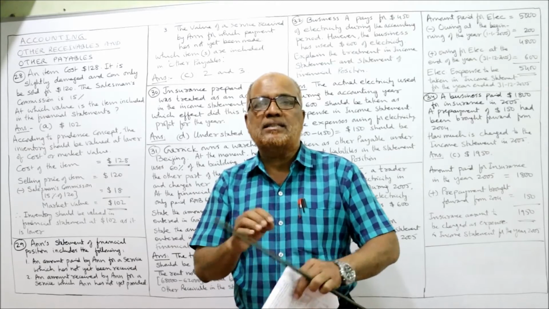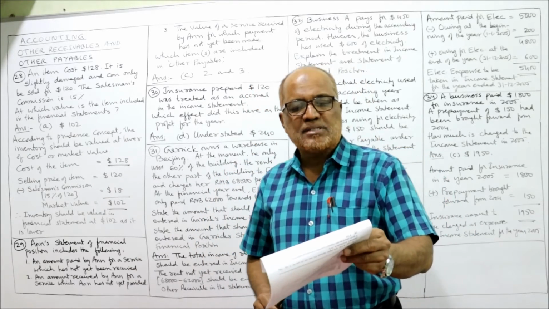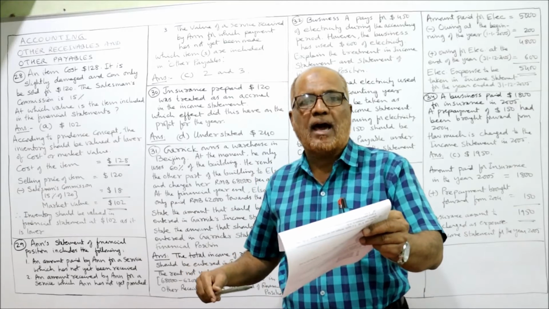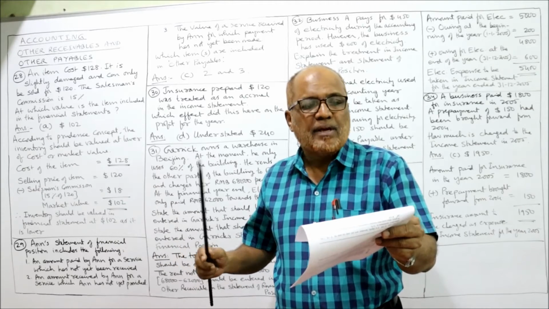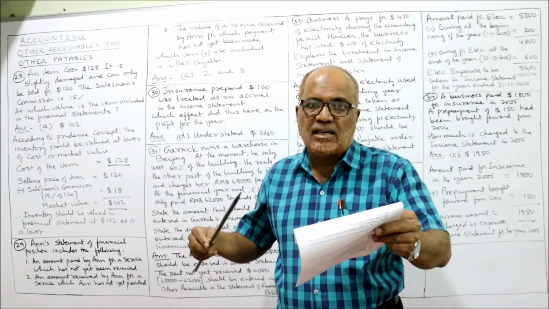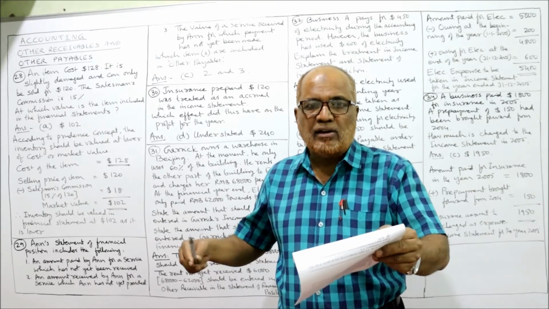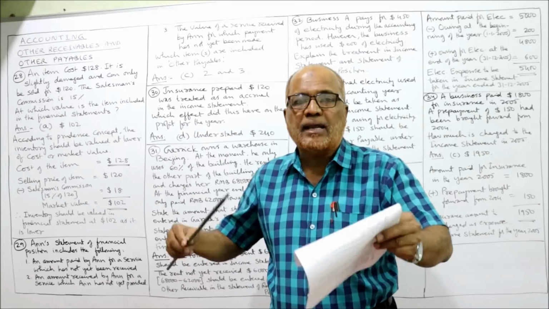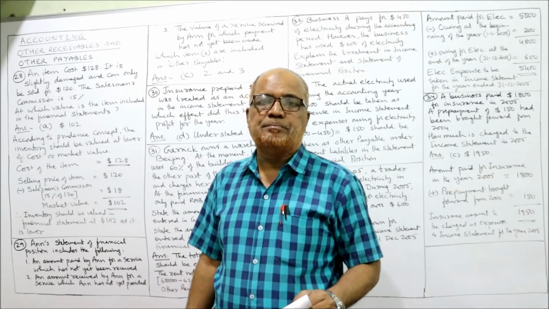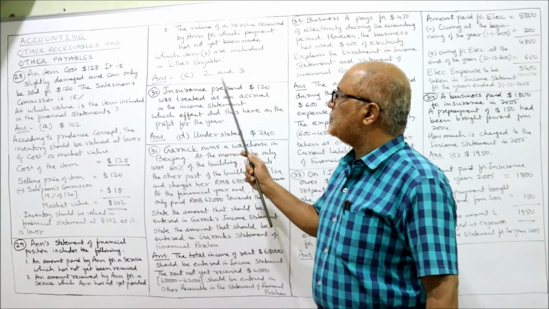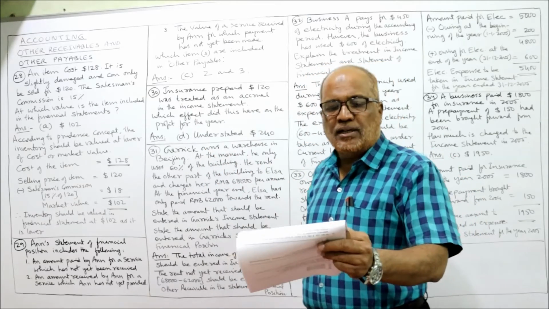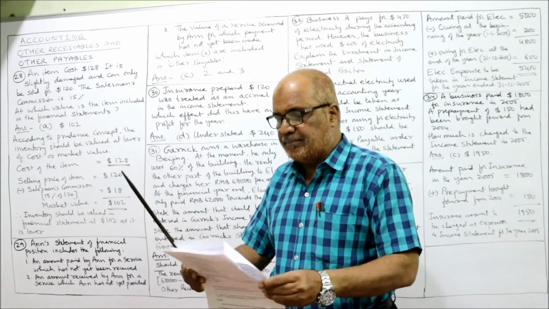That is 2 and 3. The second item is an amount received by Anne for a service which is not yet provided. That's a liability. Similarly, the value of service received by Anne, but Anne has not paid the amount. That is also a liability. So 2 and 3. That's it. Now problem number 30.